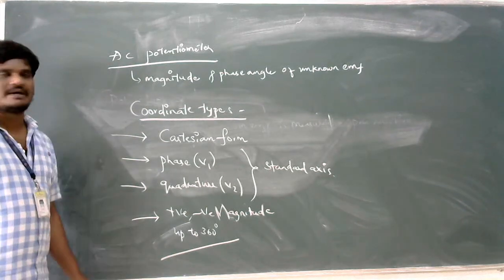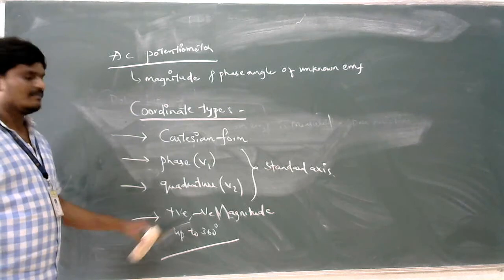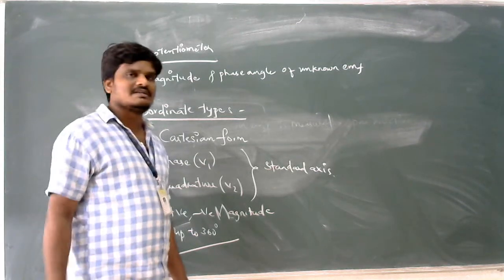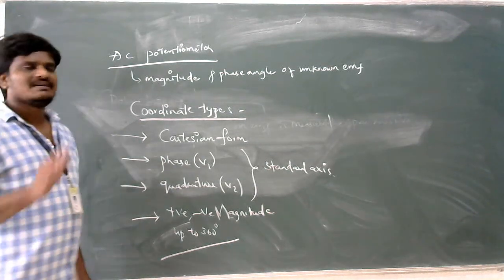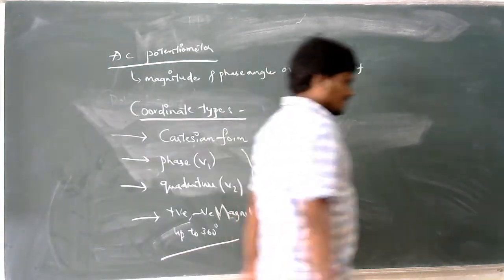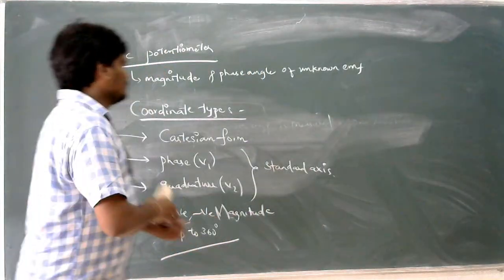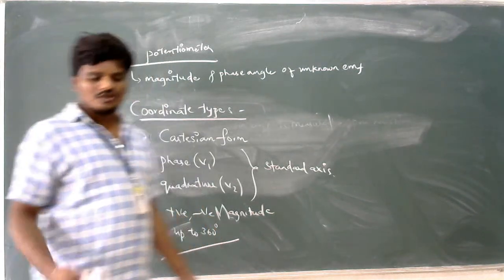Coming to the next point, by using this potentiometer, I can measure the positive and negative magnitudes of the voltages in a total of 360 degrees rotation. This is regarding the types of AC potentiometer.